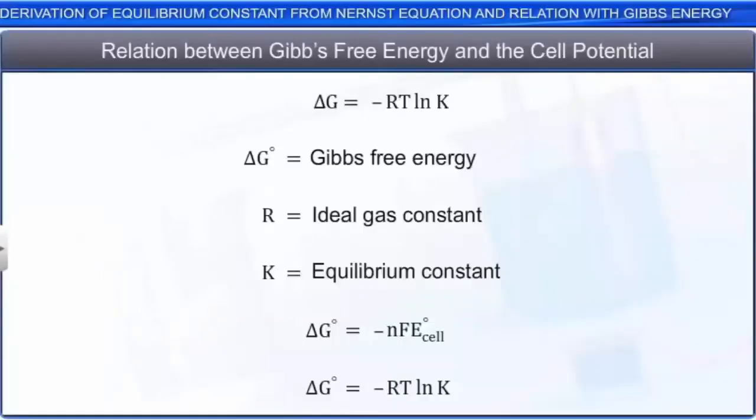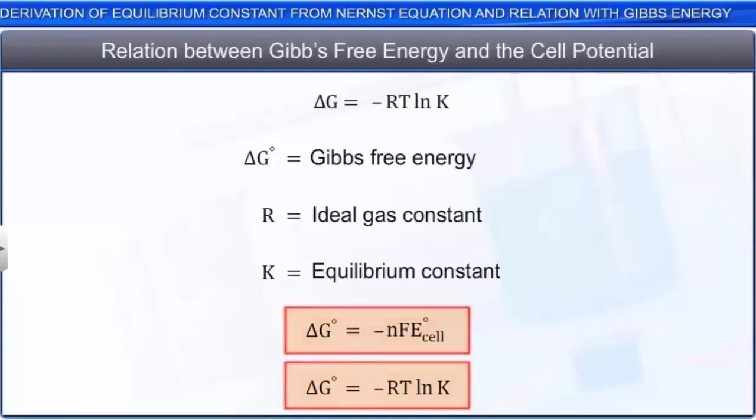You already know that the Gibbs free energy is related to the equilibrium constant by the expression delta G is equal to minus RT ln K. With these equations, you can easily calculate the equilibrium constant and the Gibbs free energy for a given electrochemical cell.